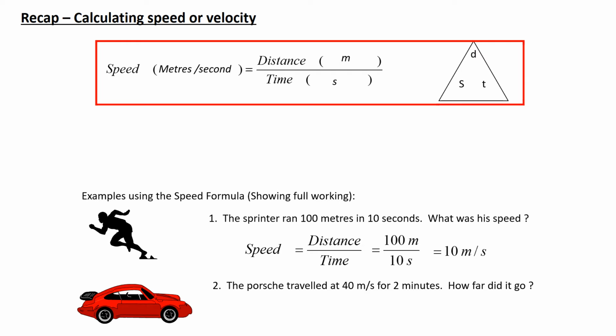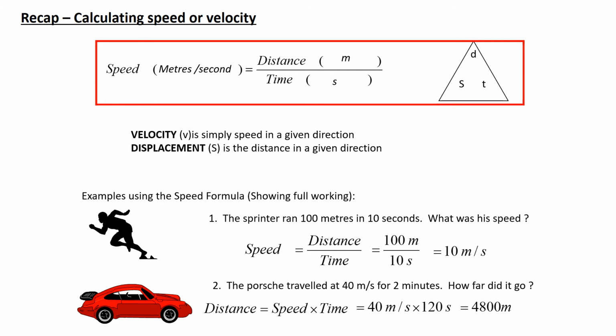Second question, a Porsche travelling at 40 meters per second for 2 minutes. How far did it go? Distance equals speed times time. Therefore, 40 times 120 gives me 4,800 meters.